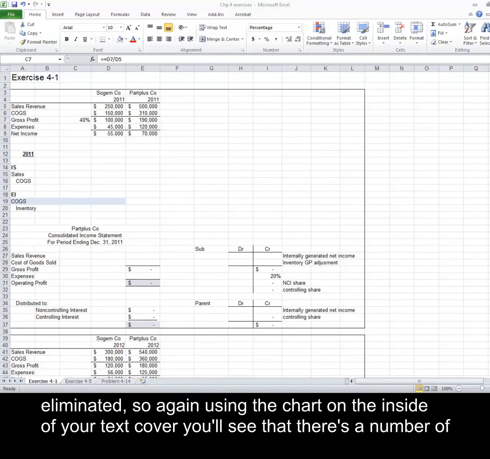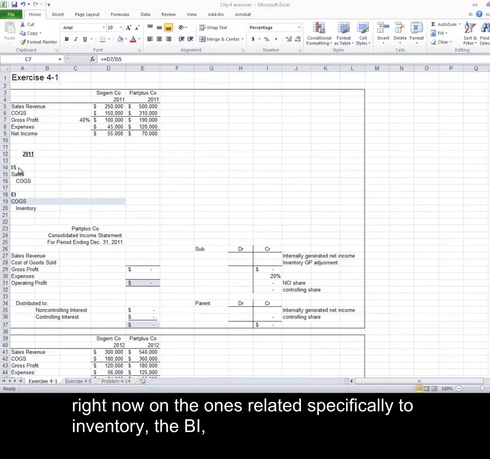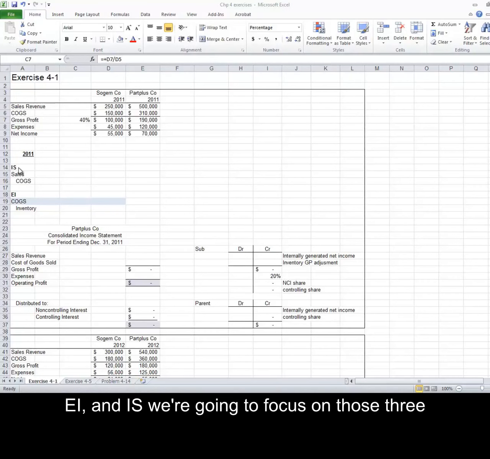and therefore it has to be eliminated. So again, using the chart on the inside of your text cover, you'll see that there's a number of identification things that these authors use to identify those entries, and we're going to focus right now on the ones related specifically to inventory, the BI, EI, and IS. We're going to focus on those three.